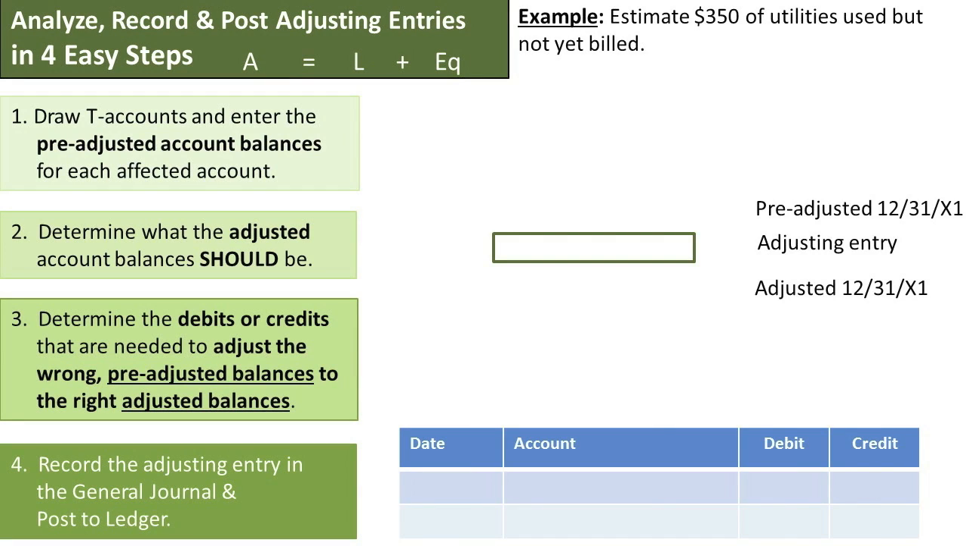We estimated that $350 of utilities were used but not yet billed. If that's the case, we would have to show that we owe $350 more, call that an accrued expense, and since it's an expense, we will have to reduce our equity.